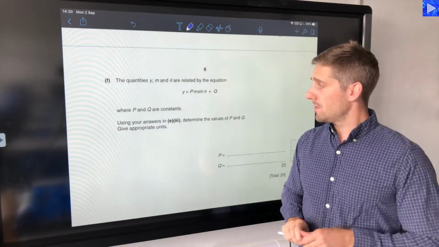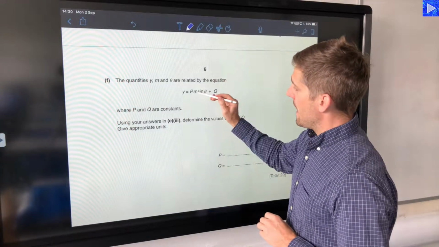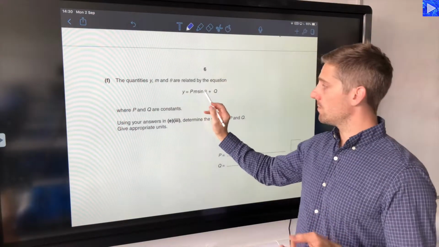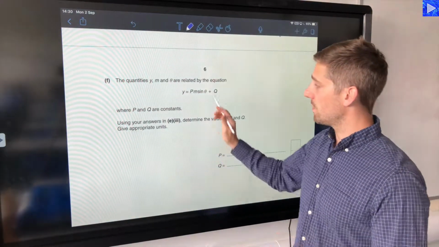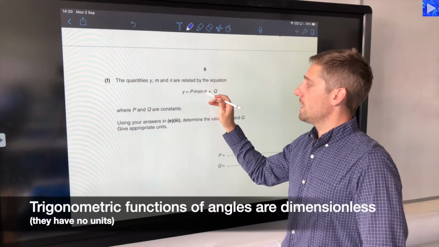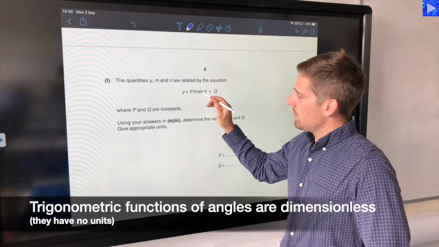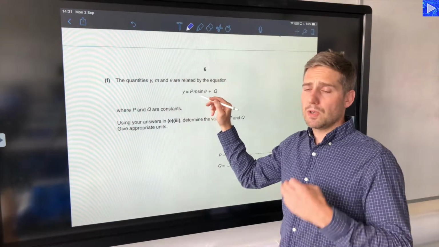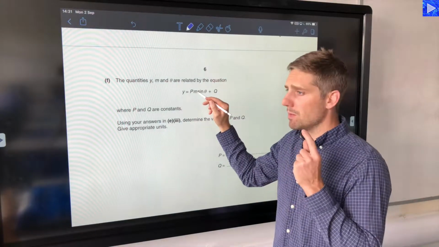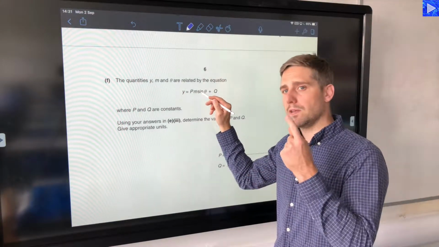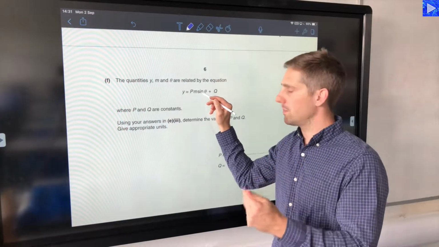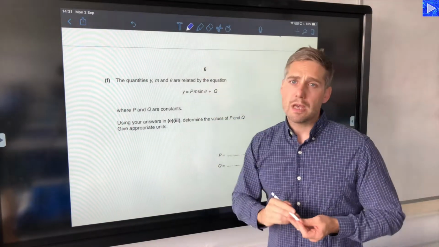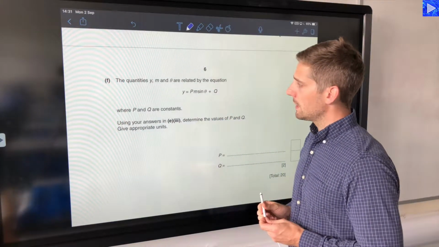The m sine theta term is going to take a little more thinking. Since m had units of kilograms, and sine theta is just a number, it doesn't have any units, dimensionless. So this has got units of kilograms. Overall, we need to get meters. So if I multiply meters per kilogram by kilograms, that will give me overall meters. So p should have meters per kilogram units.